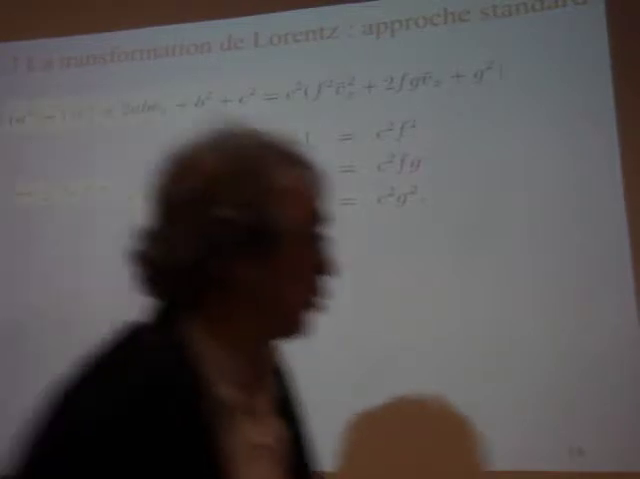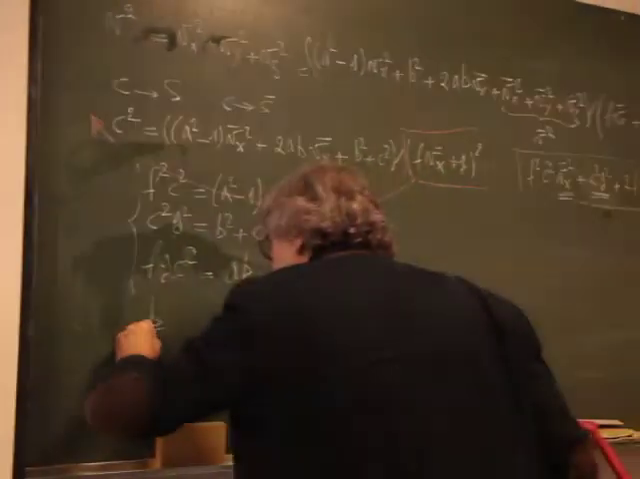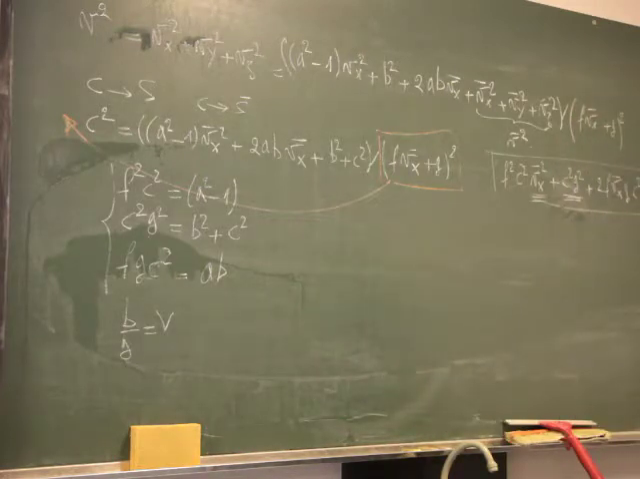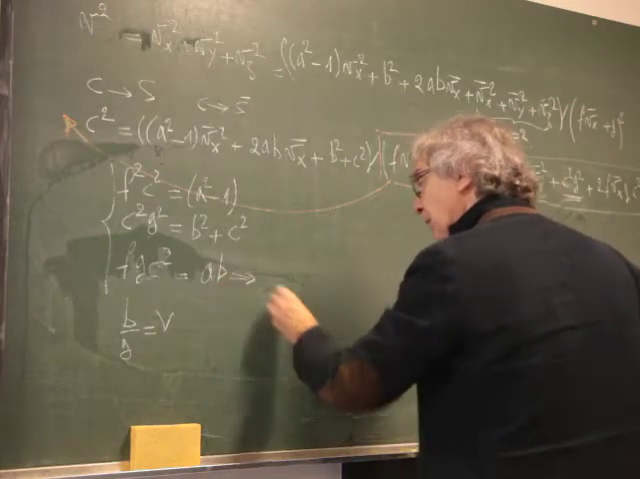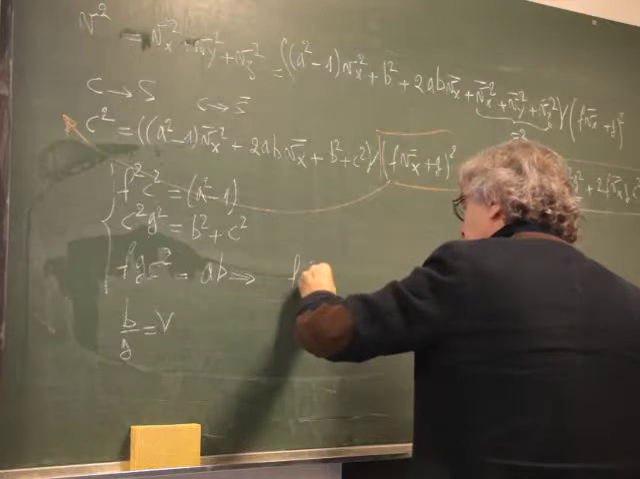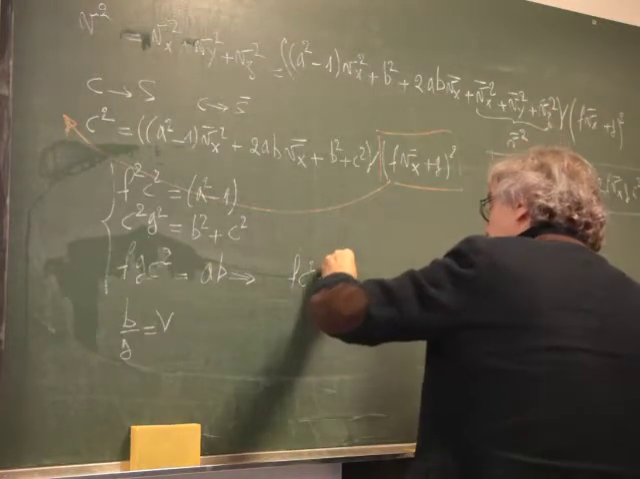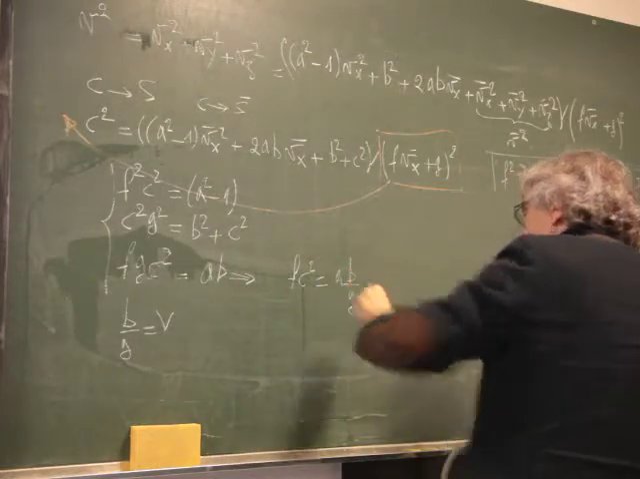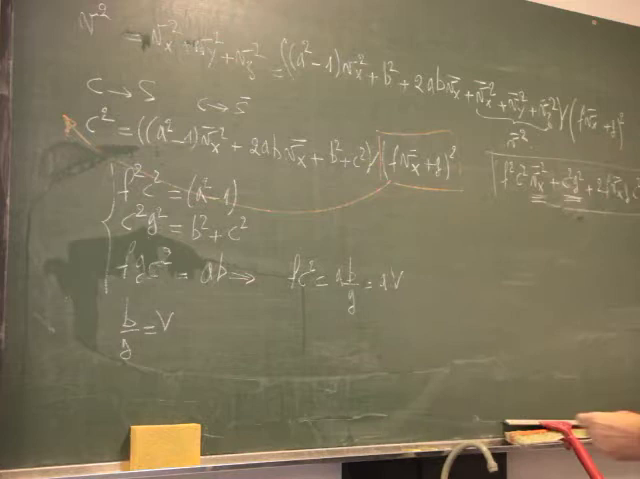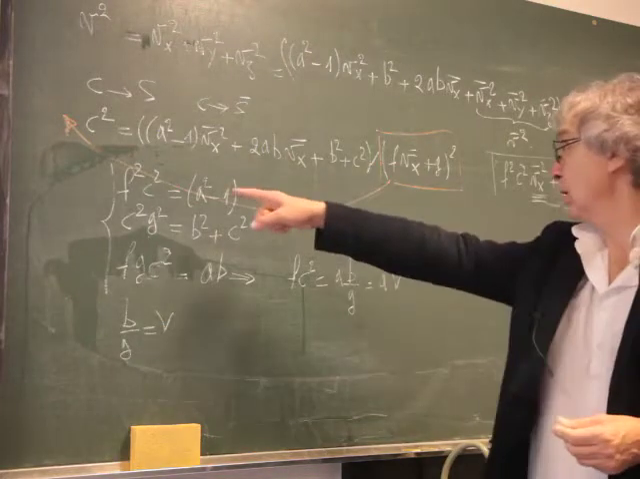Then remember one relation that we have established before was that b over j is equal to the velocity v. So we have four relations to extract four unknown parameters, which are a, b, f, g. So let's try to find the values of those constants. How to proceed? From this relation, we may rewrite that f times c squared is equal to a times b over j, over g. So this is also equal to a times v.